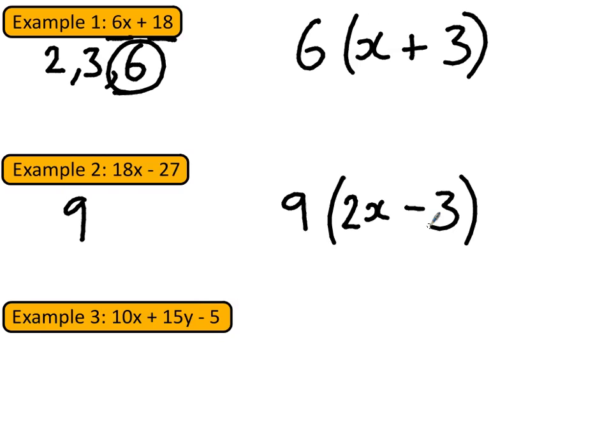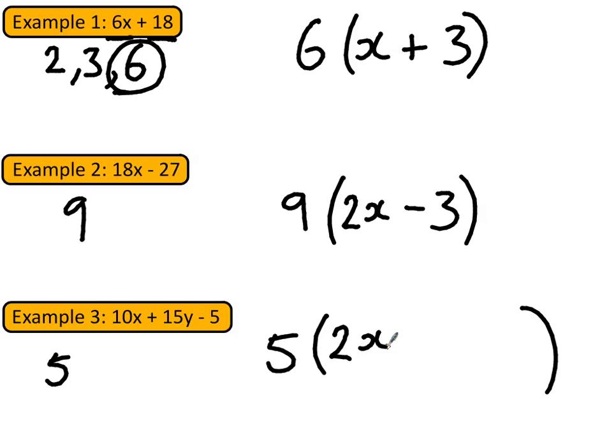In the third example, there are 3 different terms. Well, it doesn't matter. We can do this in exactly the same way. 10x, 15y, and minus 5 can all have a common factor of 5. So we'll start off by writing the 5 there, 5 at the front, and then we ask ourselves again, what is it that I times 5 by to make 10x? Well, 5 times 2 makes the 10, and x there, of course, as well.